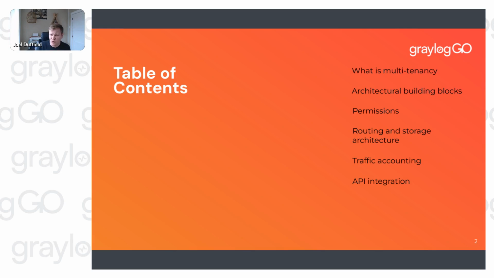Points we're going to touch on. We're going to define what is multi-tenancy. What are the different kinds of multi-tenancy? Cover the architectural building blocks that we'll talk about through the rest of the talk, streams, indexes, all of those kinds of things. We're going to make sure we have a solid understanding of what those are and how those play a role as we go through the rest of this.